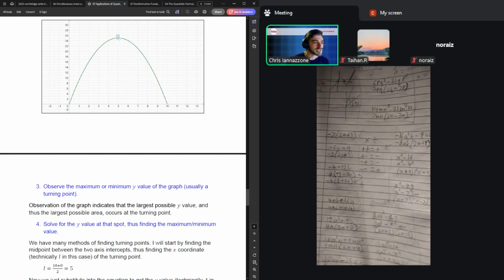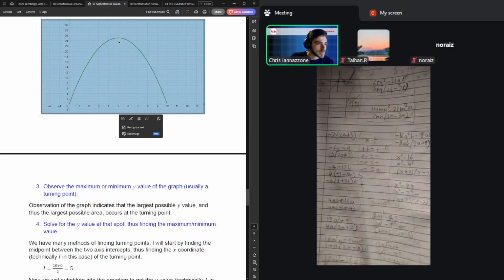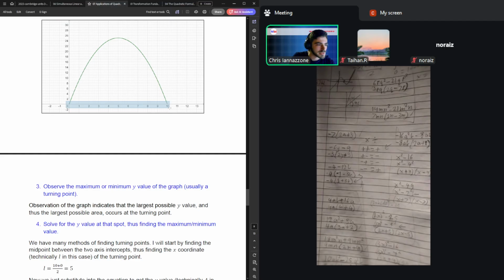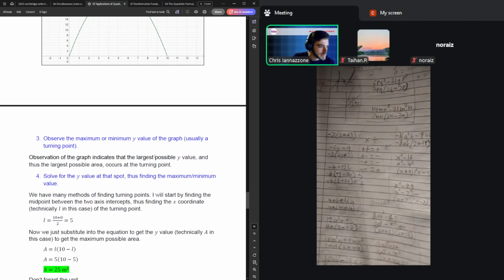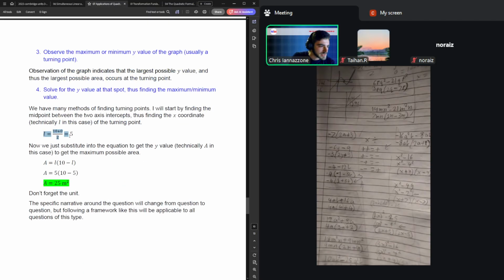From here, it's pretty easy to see where the maximum is. It's there. And if we know anything about quadratics, we know that the turning point of a quadratic will always be dead center of its x-intercepts. So we know at the very least the x-coordinate of that maximum is going to be 5. That's just a basic midpoint equation.